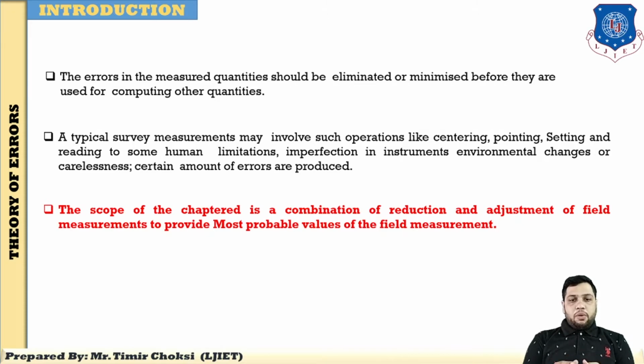So the main scope of this chapter is the combination of reduction and adjustment of field measurement to provide the most probable value of the field measurement. Reduction means decreasing the error in a field measurement, and then you adjust the error in a measurement to find the most probable value of the quantity. So this is the introduction part of the theory of error.